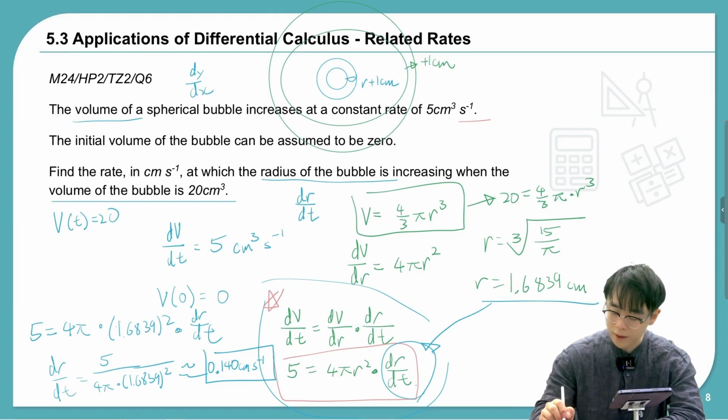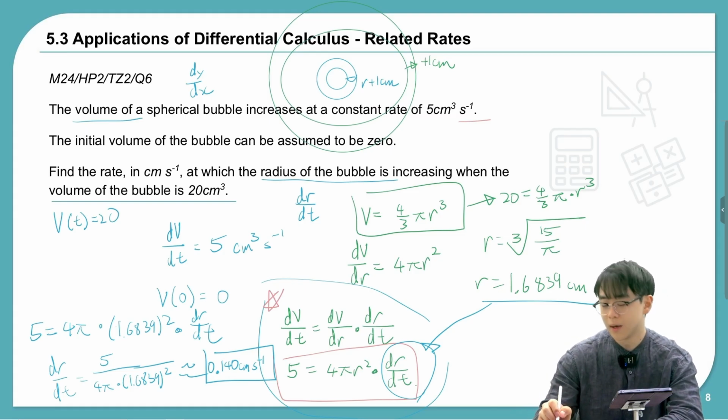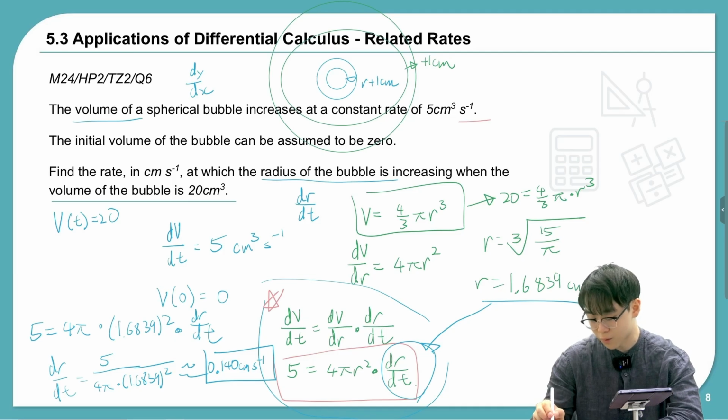So the rate of change of volume over time is equal to the rate of change of volume with respect to the radius times the rate of change of radius with respect to time.